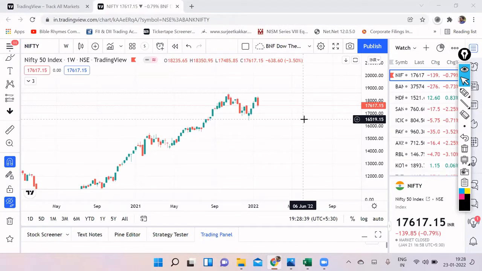My name is Robin, and let's do a Nifty and Bank Nifty analysis for the coming week and for tomorrow. So far, what happened in Nifty and Bank Nifty? We'll just quickly have a review on that.